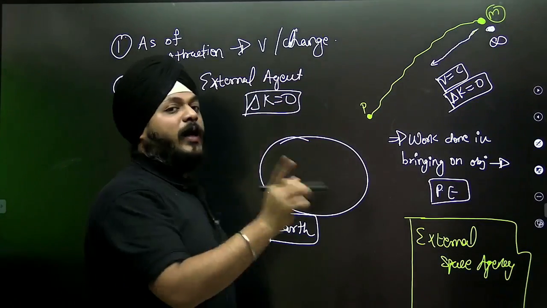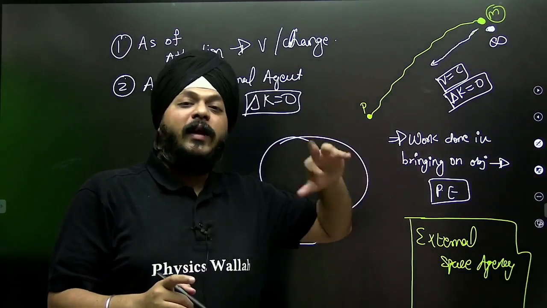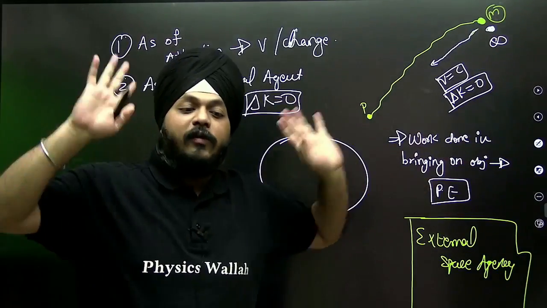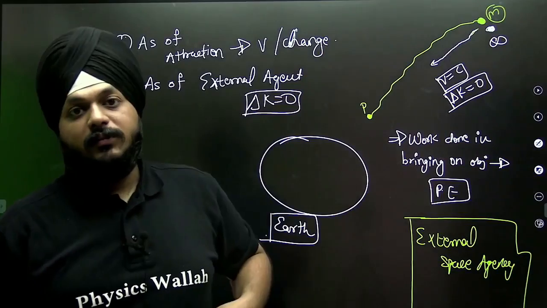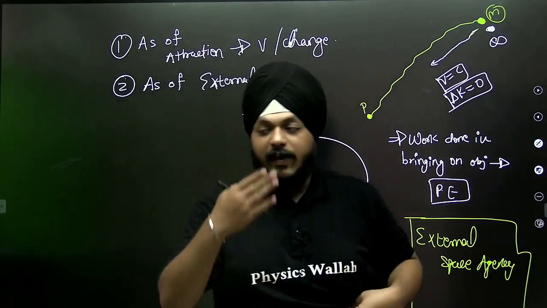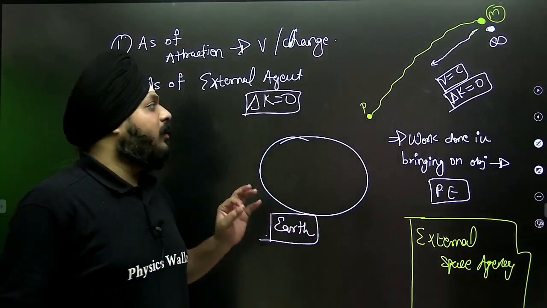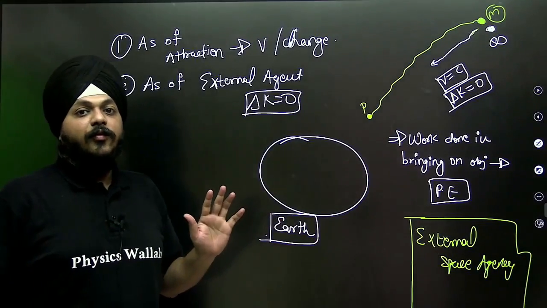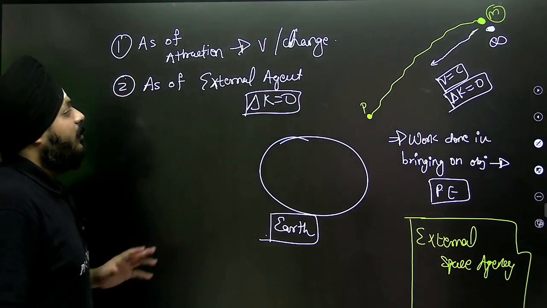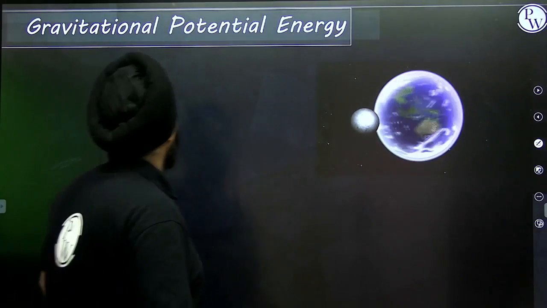In both of the cases, work is done. And whatever work is done, either in support of the gravitational field or in opposing the gravitational field, it is always stored in the form of potential energy. Work done is stored in the form of potential energy, and specifically we can't define whether it is going against or in favor. Simple work done is stored in the form of potential energy. Now that will define the concept of potential energy.